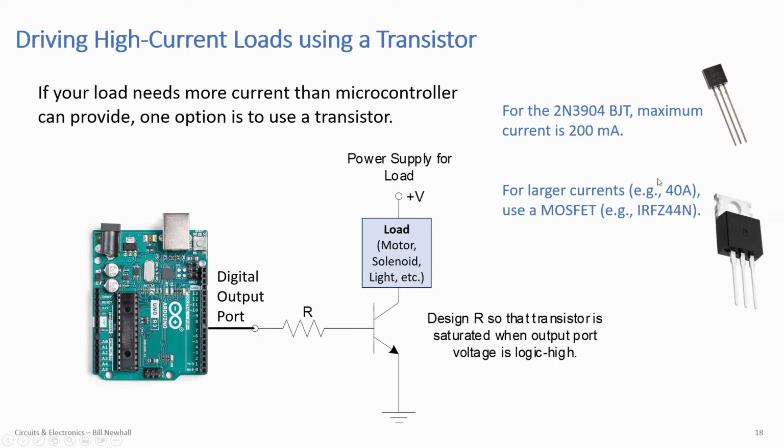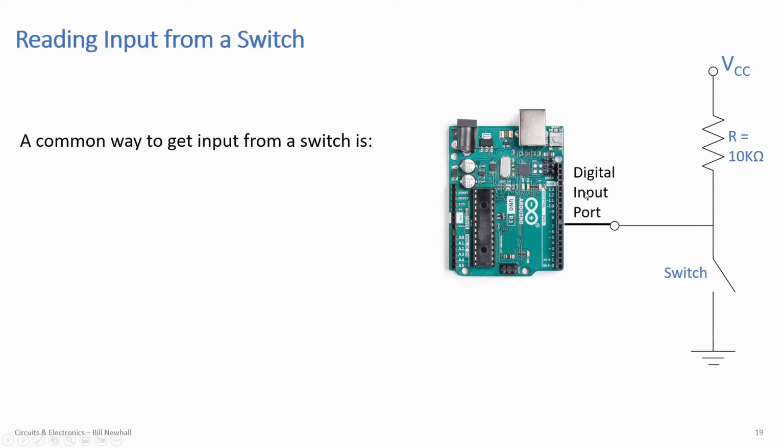So that's talking about how you control devices using the output of a microcontroller. How about reading input, for example, from a switch? A switch could be a key on a keypad. A switch could be a mechanical switch that's sensing the state of a door or a window or anything. The state of a camshaft, for example, a lobe on a camshaft.